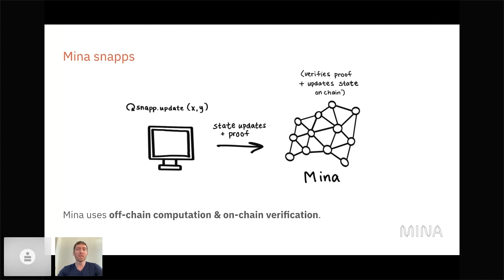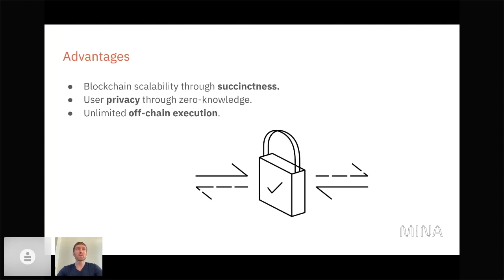Clients down the line can verify the correct state of the Snap account just by verifying proofs sent to the Snap account. There's no need to execute the full program and the full history like Ethereum would in order to confirm it. The program is only executed off-chain on the local machine before it's sent to the Mina network. This gives us a few advantages.